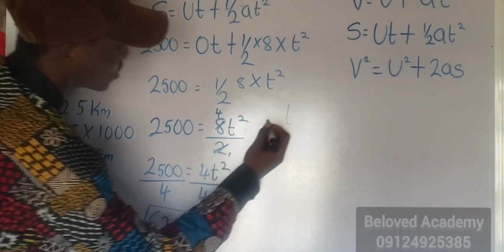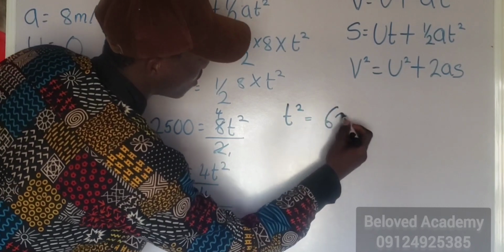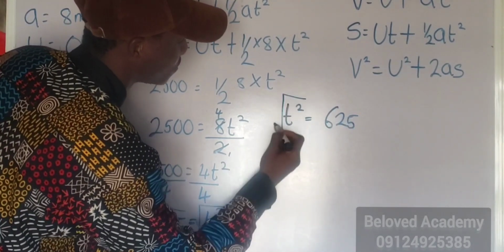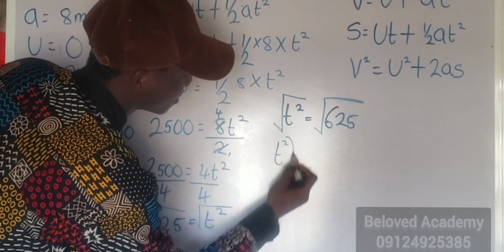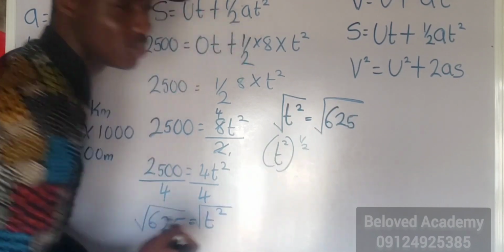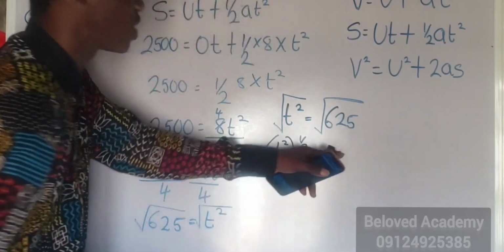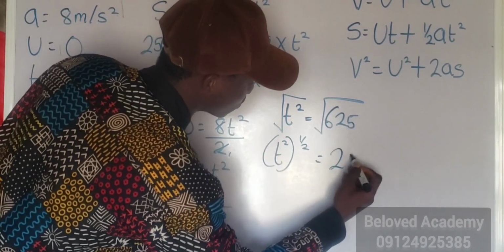Now we have t squared. Look, t squared is equal to 625. Now when you take the square root of this, with the square root of this, the meaning of square root is t squared multiplied by 1 over 2. Do you understand? And 625, the square root of 625 is 25. So I'm going to have it equal to 25.